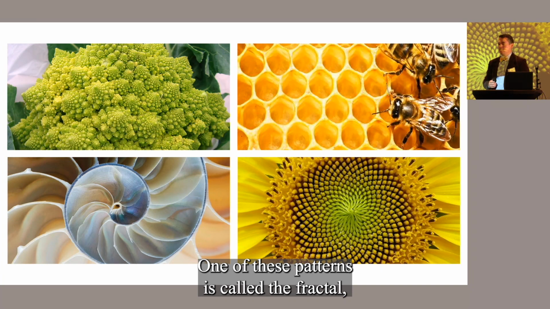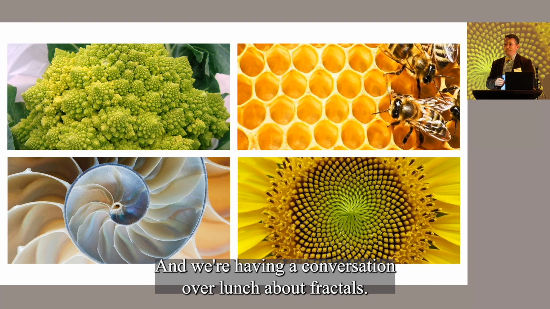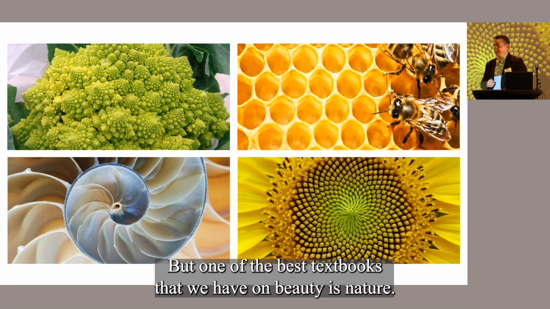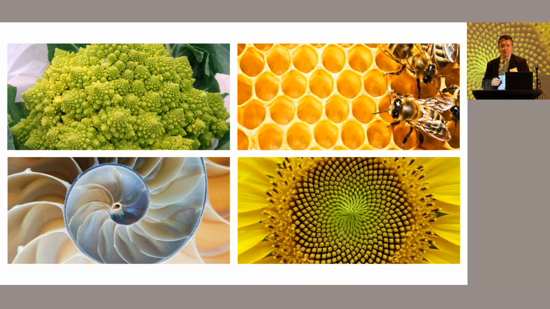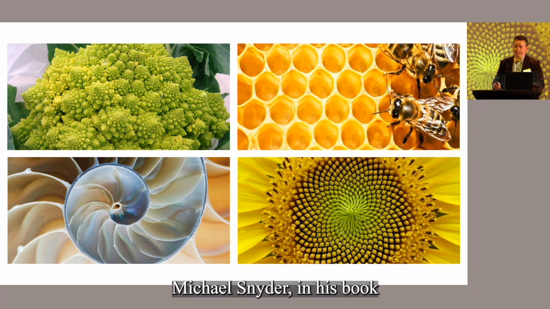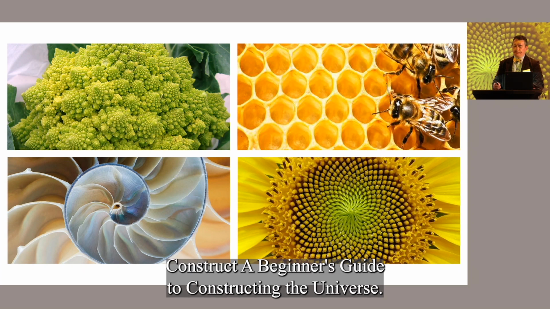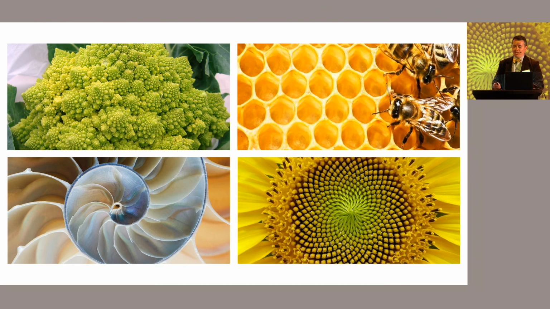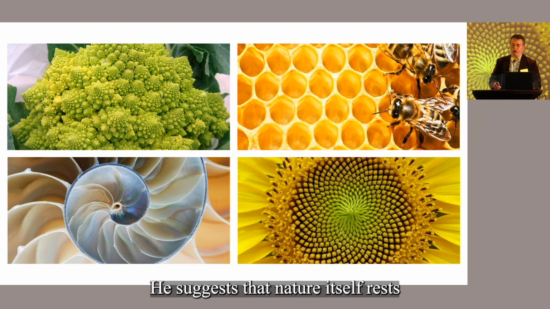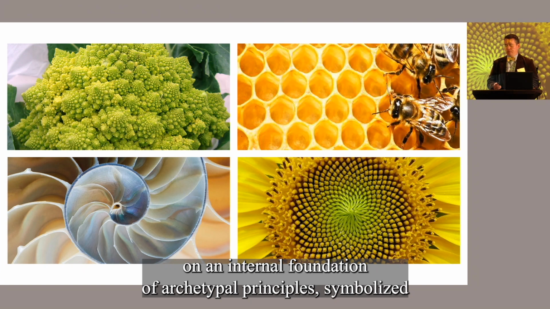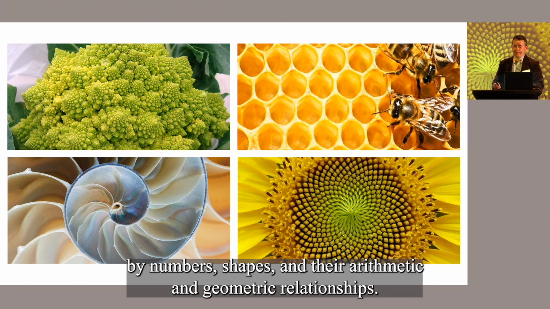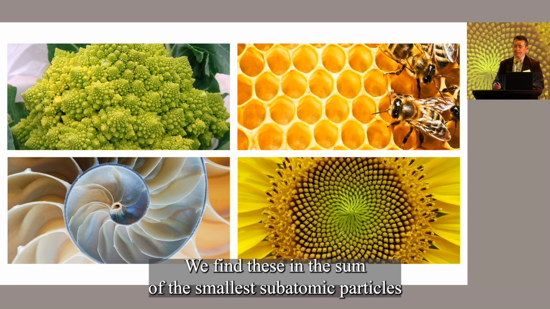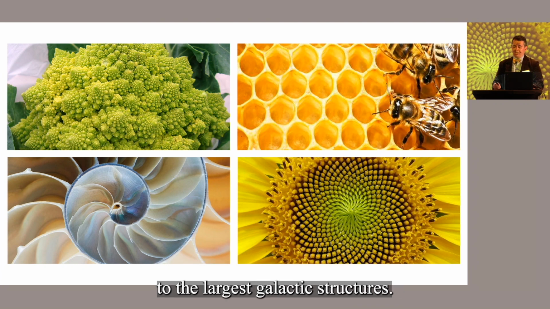One of these patterns is called the fractal, and we've heard a little bit about this, and we were having a conversation over lunch about fractals. But one of the best textbooks that we have on beauty is nature herself. Michael Snyder, in his book, A Beginner's Guide to Constructing the Universe. Sounds esoteric, but it's actually a really good book. He suggests that nature itself rests on an internal foundation of archetypal principles, symbolized by numbers, shapes, and their arithmetic and geometric relationships. We find these in the smallest subatomic particles to the largest galactic structures.